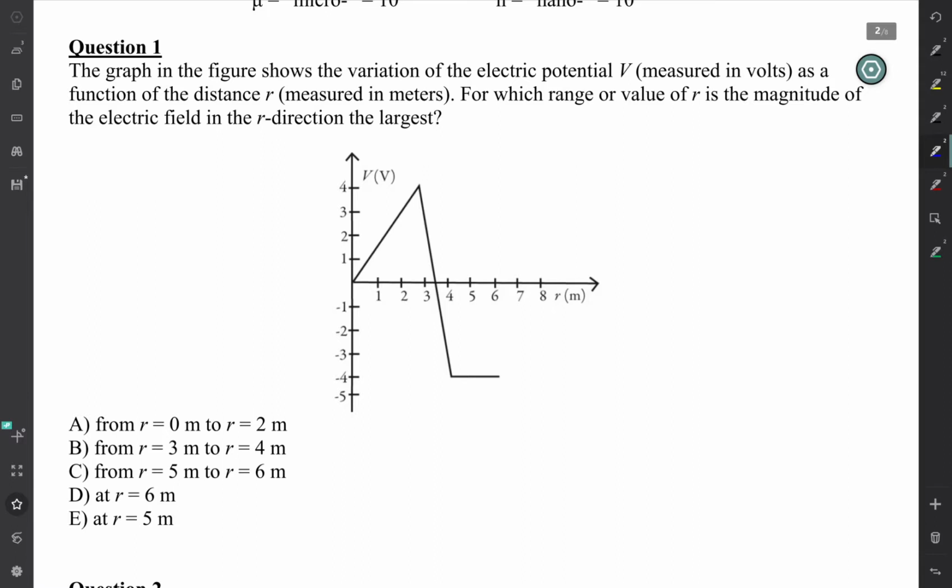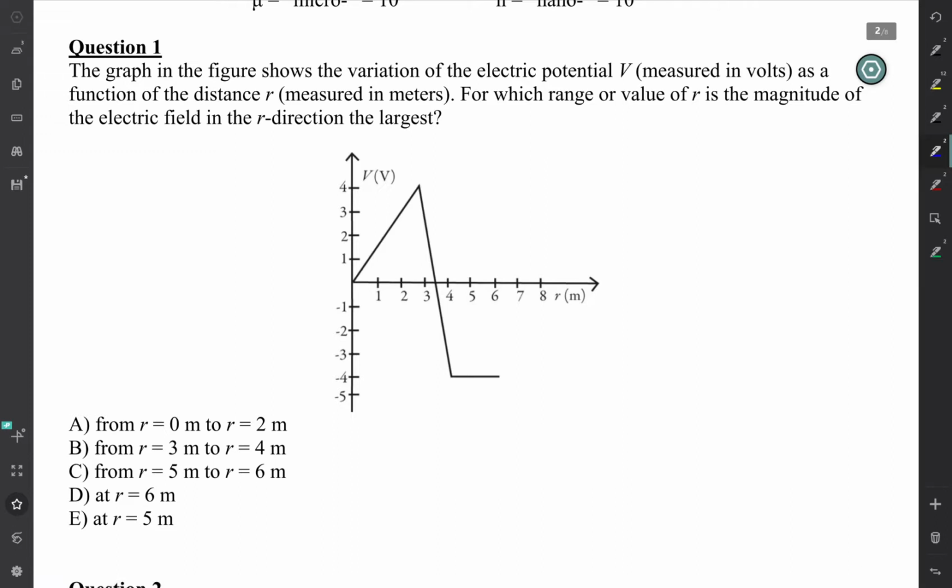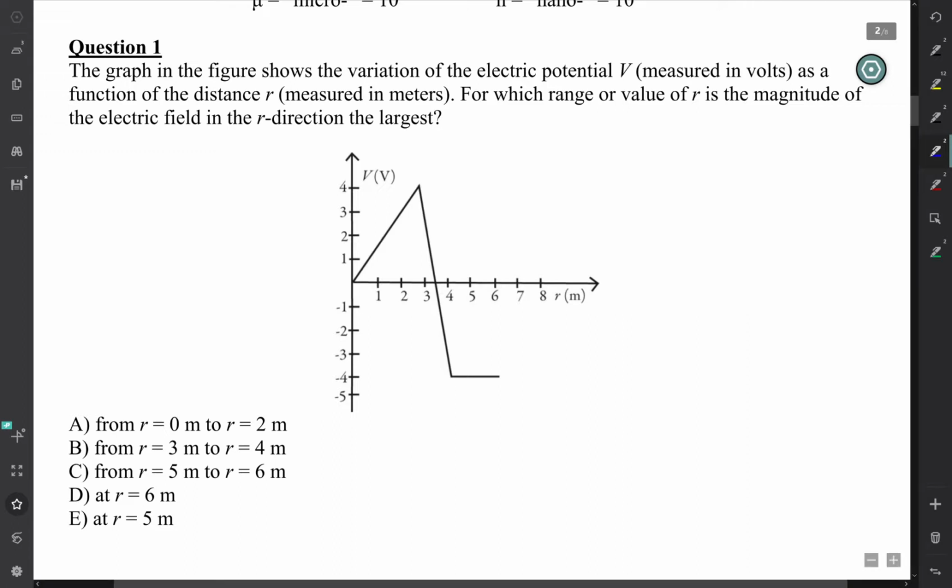Hi everyone, let's look at another question on electric potential and electric field. The graph in the figure shows the variation of electric potential as a function of distance r. For which range of r is the magnitude of the electric field in the direction of r the largest? So they want to know where along the direction of r the electric field is the largest.